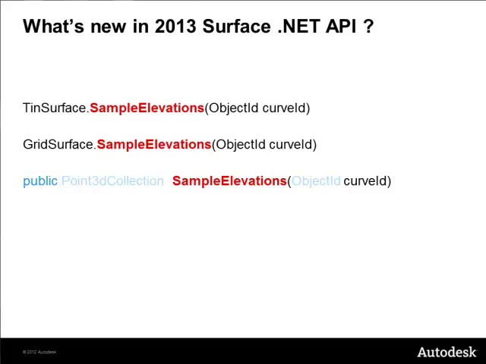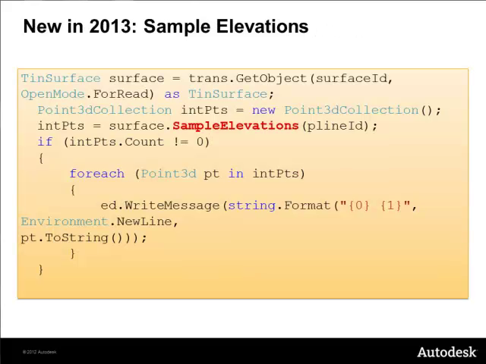SampleElevations takes an input parameter, an ObjectId of type Autodesk.AutoCAD.DatabaseServices.Curve, and the curve can be a line, arc, and so on. This slide shows a code snippet on how to use SampleElevations. This code sample is already available in our dev blog.